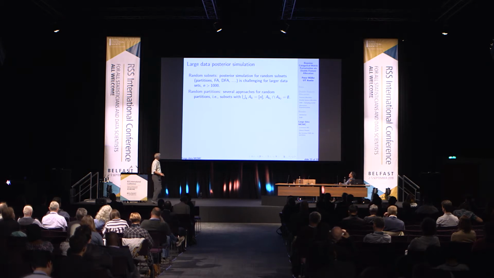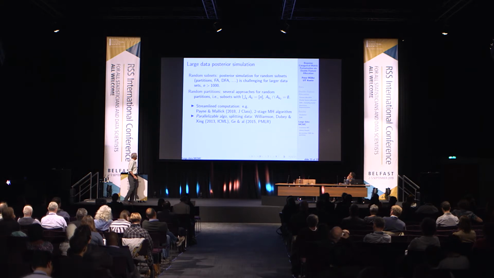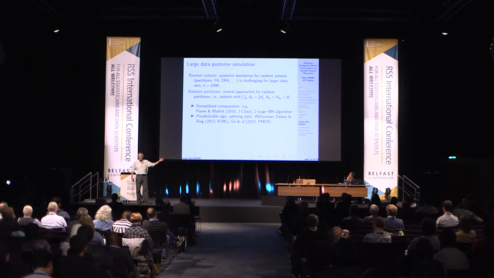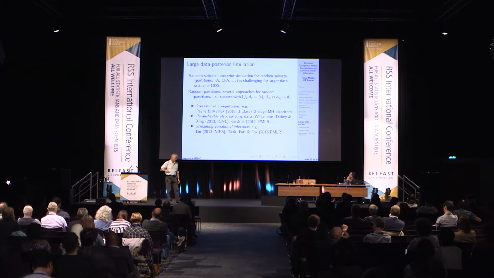For the special case of random subsets that are non-overlapping and form a partition, there have been quite a few suggestions of how to proceed. There are some papers that introduce all kinds of tricks to streamline the computation, including Payne and Malik. There is a whole little literature on parallelizable algorithms, so you can push it from 1,000 to 10,000 or so by parallelizing it. You can use variational inference, like for model-based random partitions that are based on discrete mixture models.